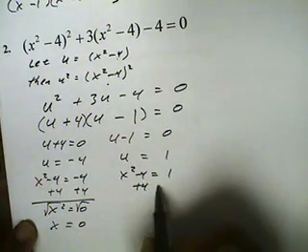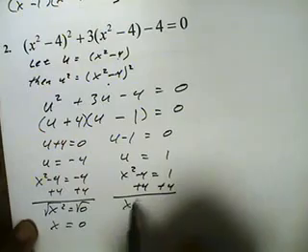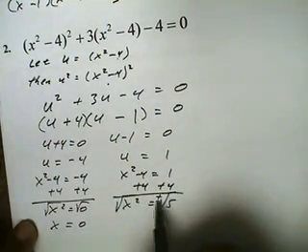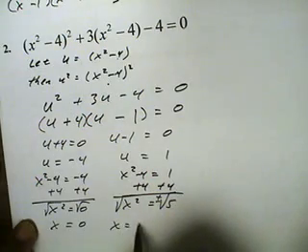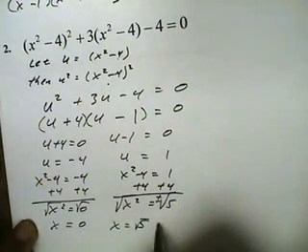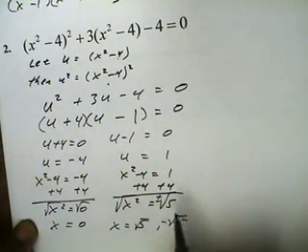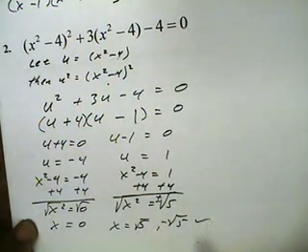Here, I'm going to add 4 to both sides, and I'm going to get x squared equals 5. If I take the square root of both sides, I'll get plus and minus, and so I'll get x equals square root of 5, and x equals negative square root of 5. So this essentially has 3 answers.